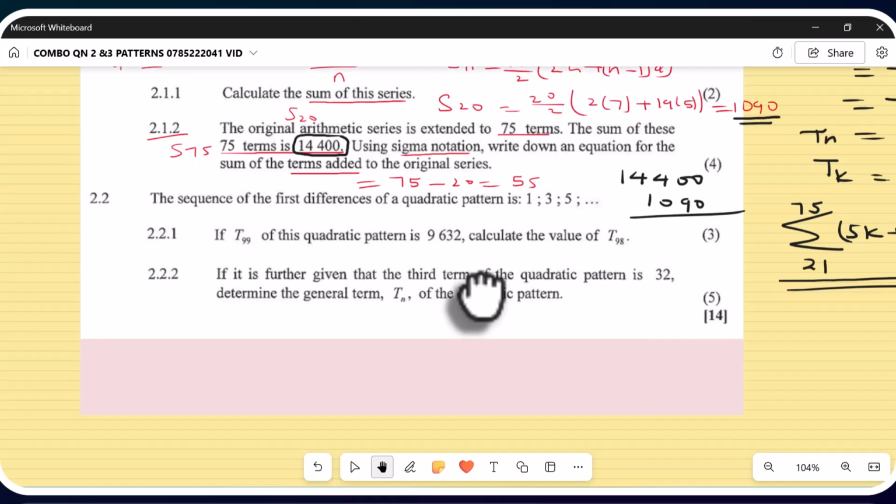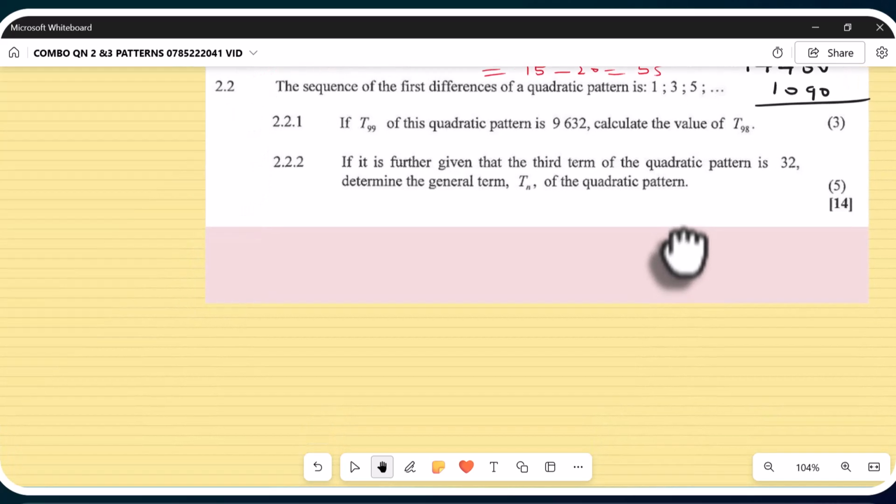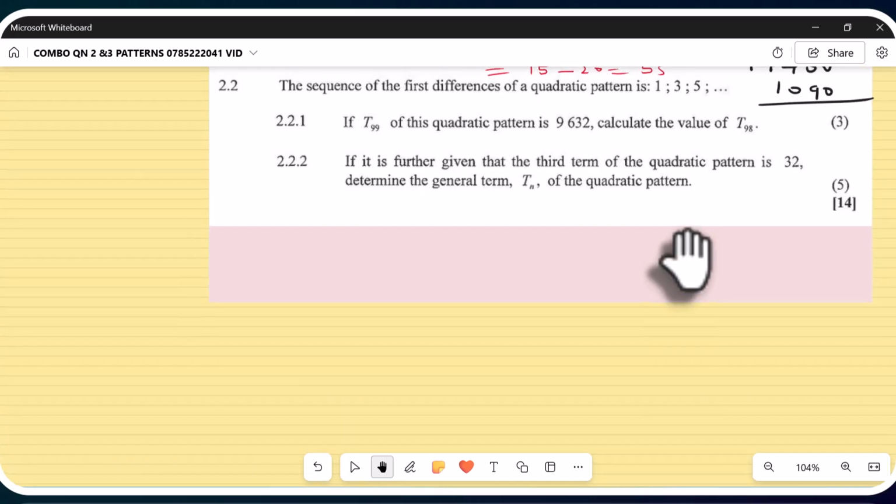1, 3, 5. Okay. So now the quadratic number pattern, you guys know that we have got a constant second difference, right? So if this was the quadratic number pattern in question, with our T1 here, and then our T2, and then our T3, okay, and then our T4, right? In this case, these are differences which they call the first differences, ne?